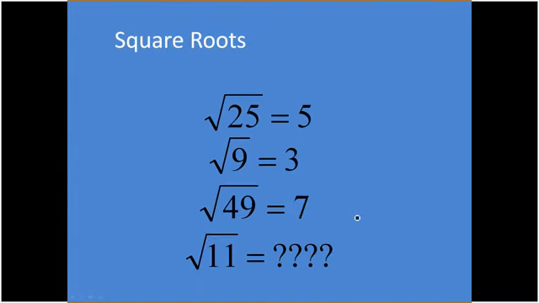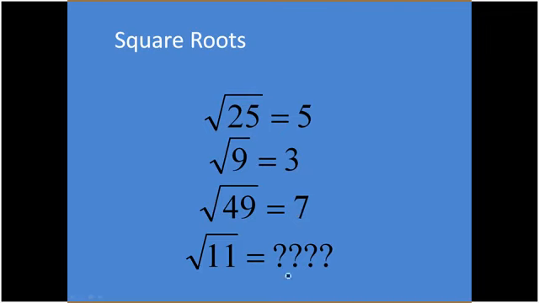Okay, we're going to digress here for a minute and talk about square roots in order to introduce the idea of numbers that are not rational. If you haven't seen a square root before, let's go ahead and look at this. You've got the square root of 25. That means what times itself is 25? 5 times itself is 25. So the square root of 25 is 5. The square root of 9 is 3, because 3 times 3 is 9. The square root of 49 is 7, because 7 times 7 is 49.